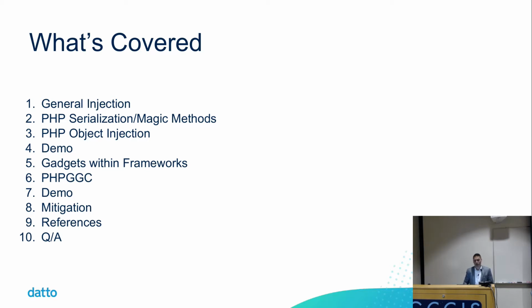Then a utility called PHPGGC, which is really awesome, but for some reason broke when I updated Kali earlier this morning. So we're going to look at it, but I couldn't get some of the gadgets to work properly. Then we'll look at mitigation. How do you prevent these attacks? And then some references, and then we'll do a Q&A at the end.